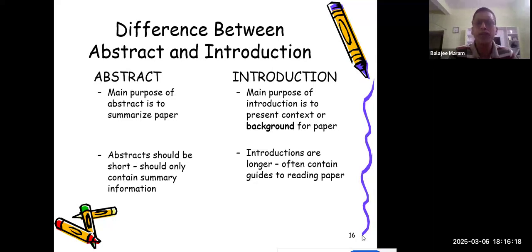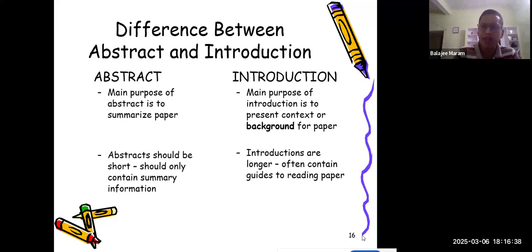Suppose section 3 is methodology, section 4 results, section 5 discussion, section 6 conclusion. Like that, we need to mention the forthcoming sections and what type of topics they handle.